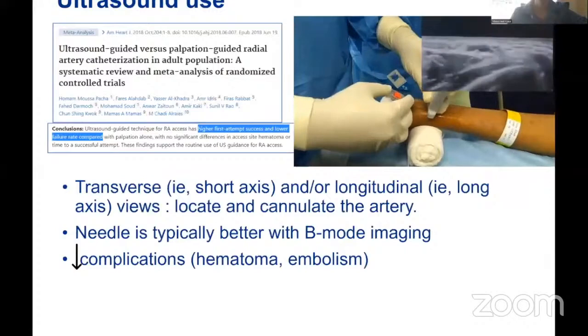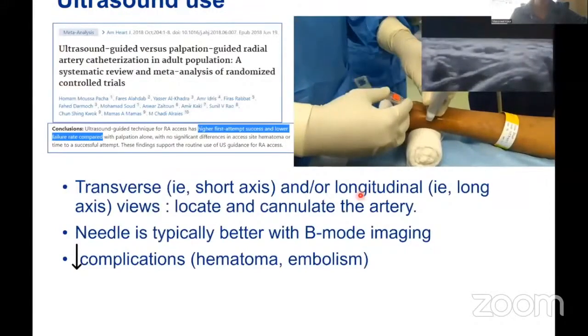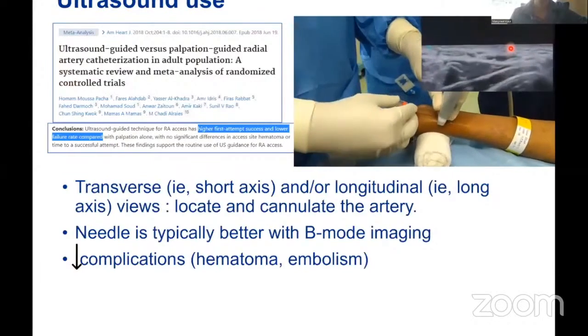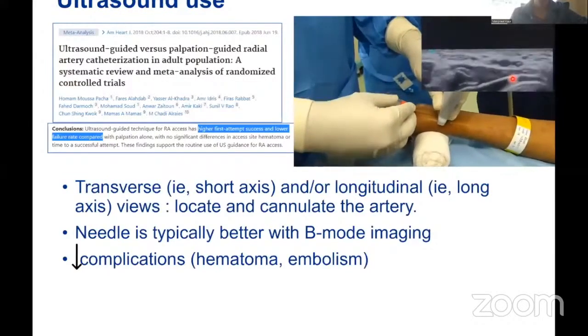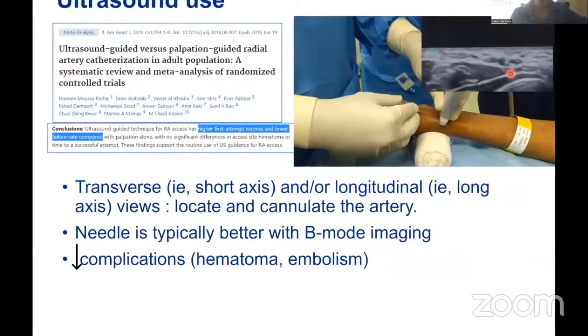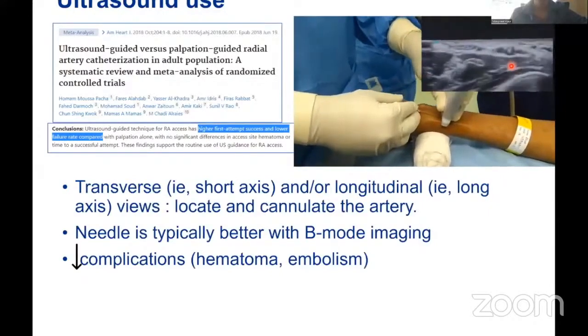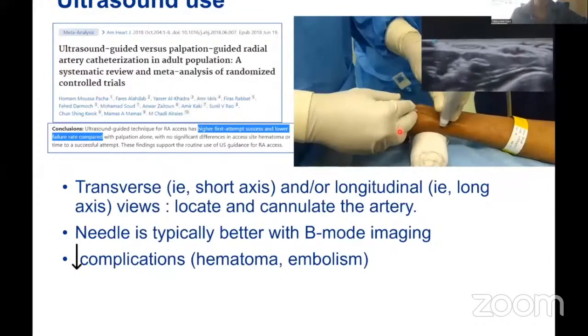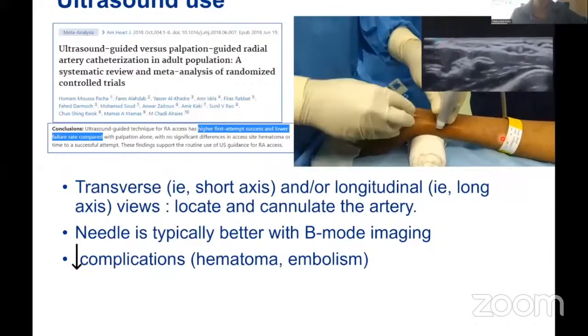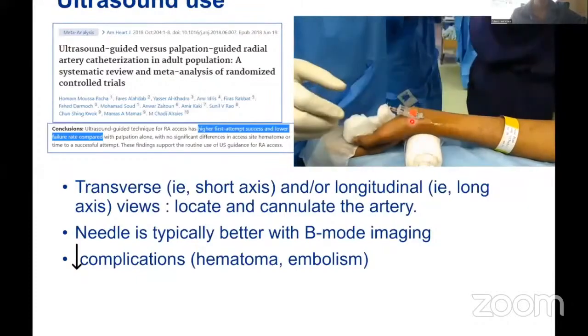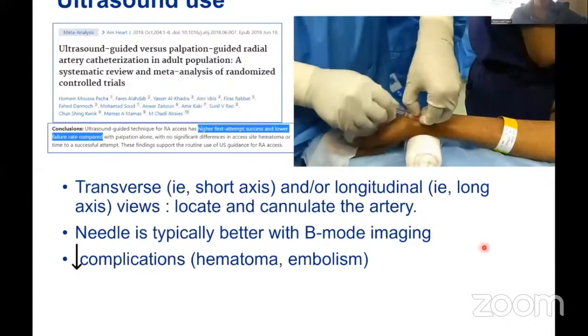Ultrasound technique improves first pass cannulation. As you can see, the transverse view of the ultrasound is taken, the radial artery is seen, and we locate the artery, the cannula is seen getting into the vessel, the angle is reduced, the catheter is threaded into the vessel.